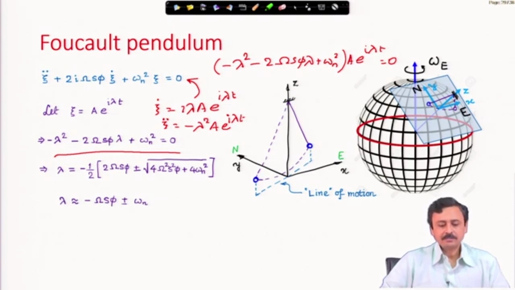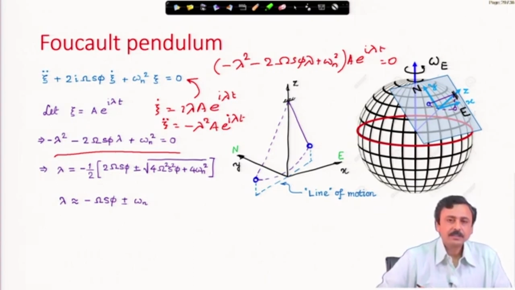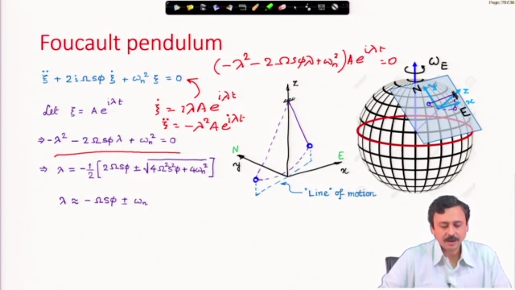and we again drop capital omega square, the spin of the earth. We make some approximations and come to this expression. This is the expression of lambda. You get minus omega of the earth sin phi plus or minus omega n, which is the circular frequency for the pendulum.